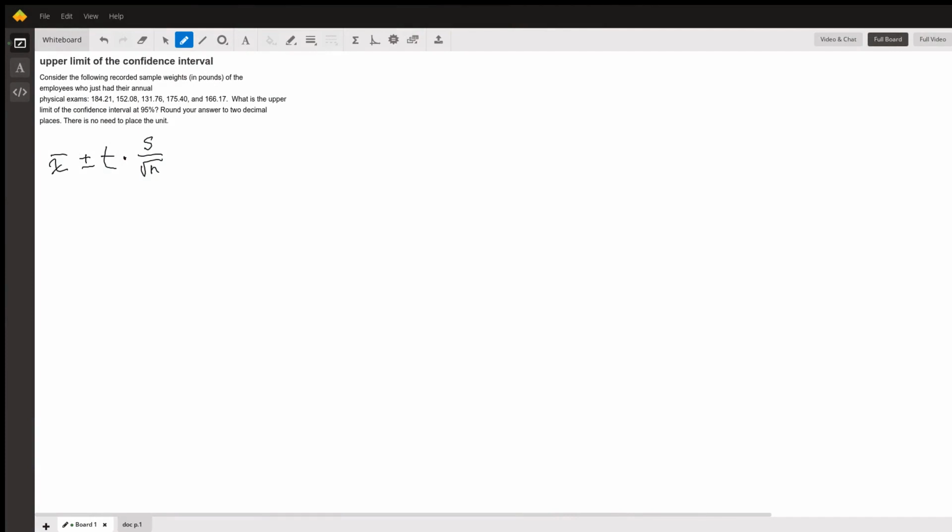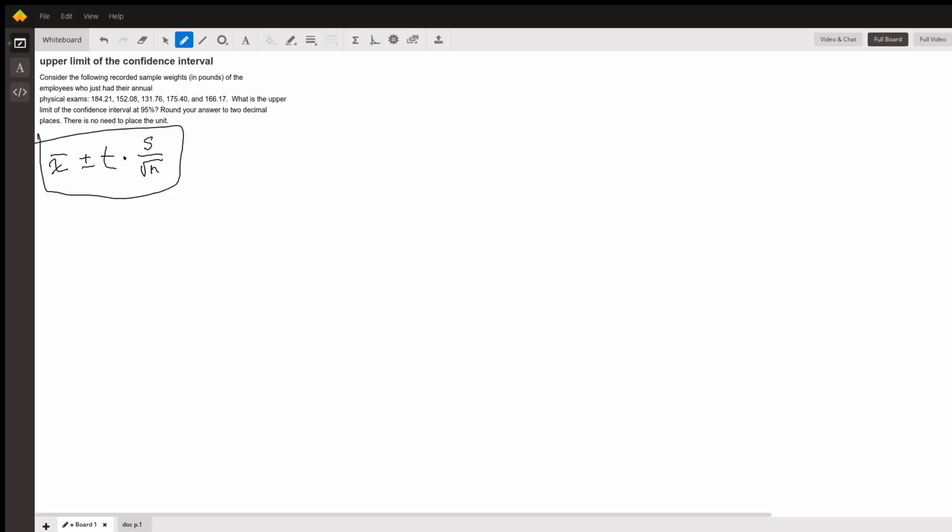So to construct our confidence interval, we're going to use the t distribution. And the reason we're using t rather than standard normal is because we have a very small sample size. We only have 5 observations. And also we don't know the population standard deviation. So this is the formula we're going to be using to find our confidence interval.